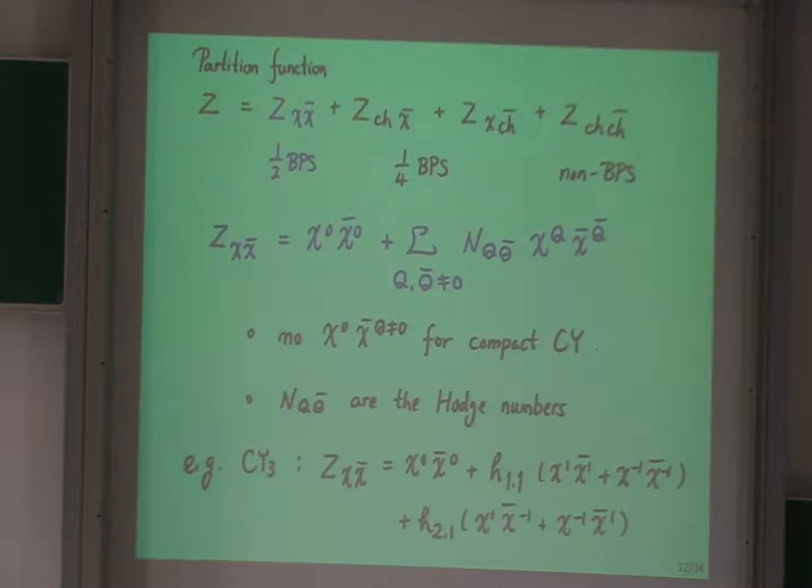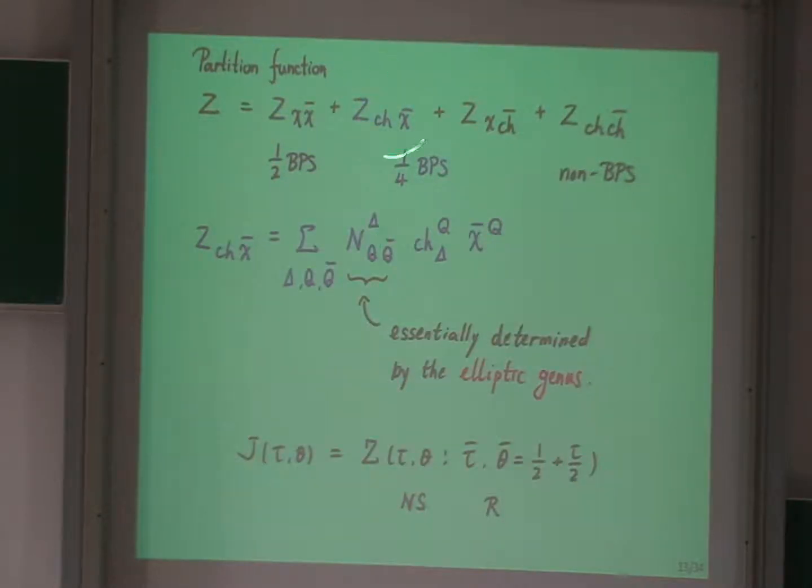Now let me move on to the next sector. This crossing term is essentially the complex conjugate of this, so they have the same structure. This has a structure where we have a mixing of chiral or BPS representation and non-BPS representation. And it turns out that this coefficient here is essentially determined by the elliptic genus of the Calabi-Yau manifold.